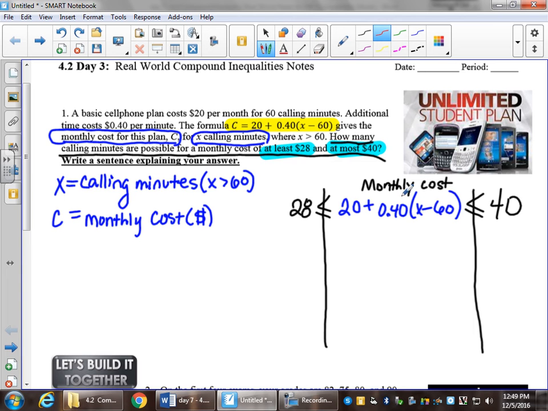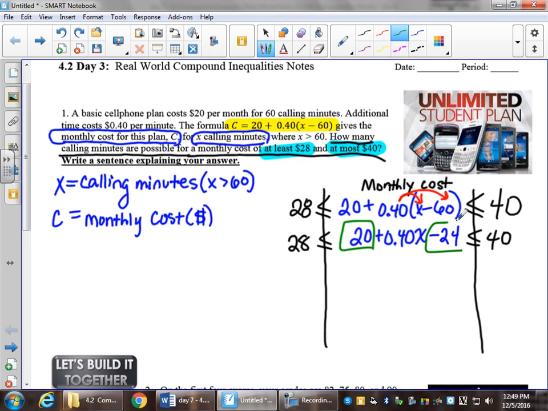Focusing on the middle, the first thing I see that I can do is to distribute 0.40x. So that's what I'm going to do first. 20 plus 0.40x, and then I need to do 0.40 times negative 60, so that'll be a minus 24. These outside pieces are still here, haven't done anything yet. On the inside, I see that I can combine like terms. So this would be 0.40x, and 20 minus 24 is minus 4.